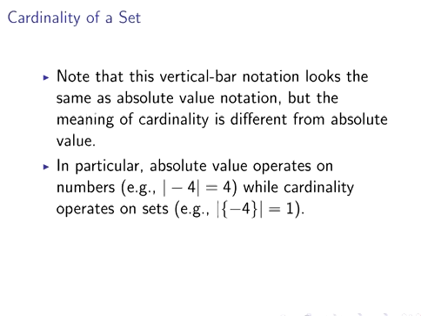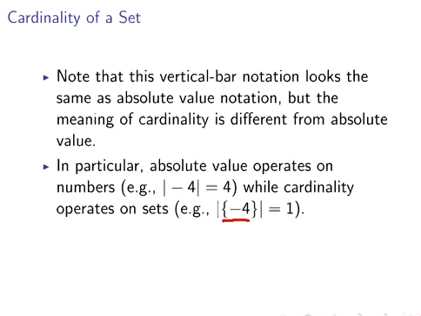Just a quick remark about the vertical bar notation. It looks the same as absolute value notation that you might know from numbers. The meaning of cardinality is entirely different in this case. For example, the absolute value of -4 is equal to 4. But when cardinality operates on sets, we might have this set here, which contains the element -4, and the cardinality of that set is 1. Again, it's because there is one element in that set.